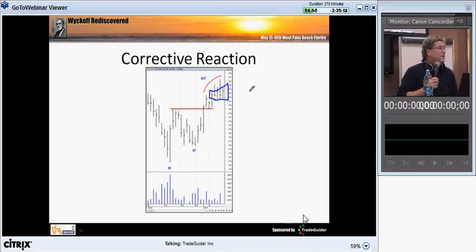And so what do we want to see on a correction? Assuming that the bullish move here is still intact, what kinds of things do we want to see?